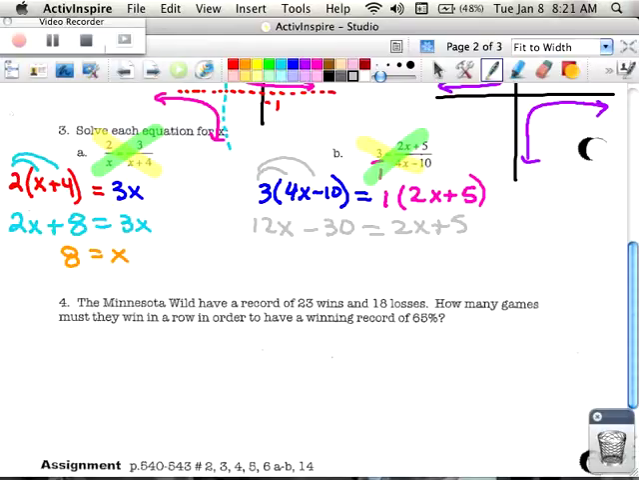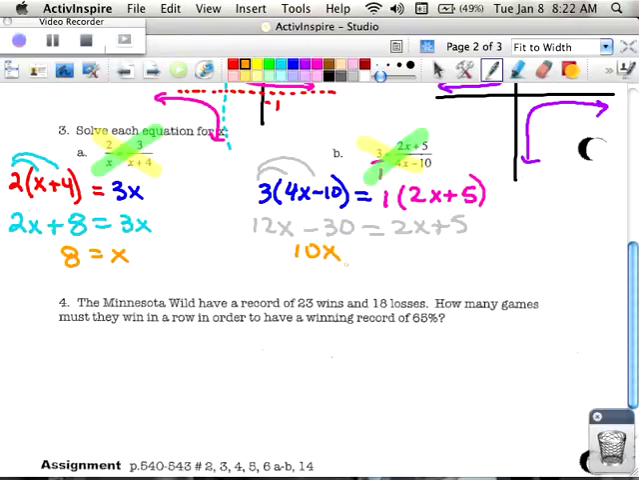Let's talk about the x's first. I notice that I have 12x on the left and 2x on the right. If I were to subtract 2x from both sides, the 2x on the right would disappear, and on the left I would end up with 10x. So on the left I have 10x. So now I've gotten the x's on the left.